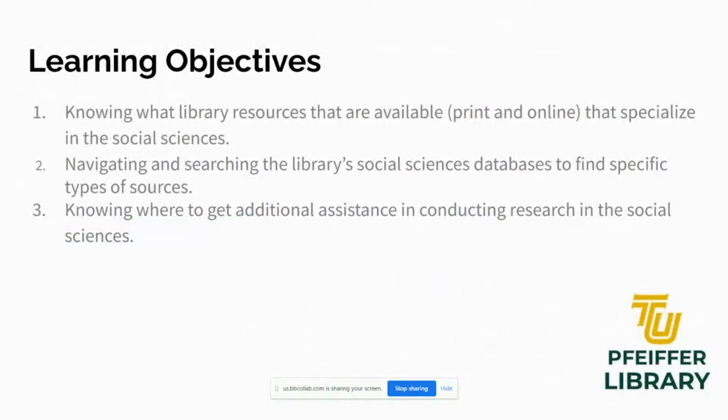So today's learning objectives are, first, knowing what library resources are available, both print and online, that specialize in social sciences. The second is navigating and searching the library's social sciences databases to find specific types of sources. And the third is knowing where to get additional assistance in conducting research in the social sciences. So by the end of this session today, you should be able to do all three of these things, or at least be familiar with all three.